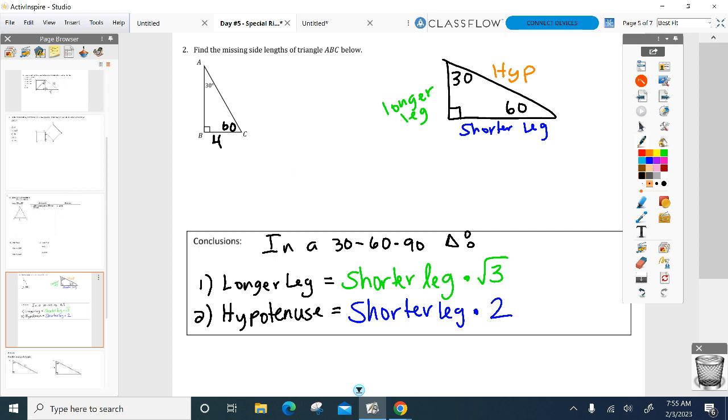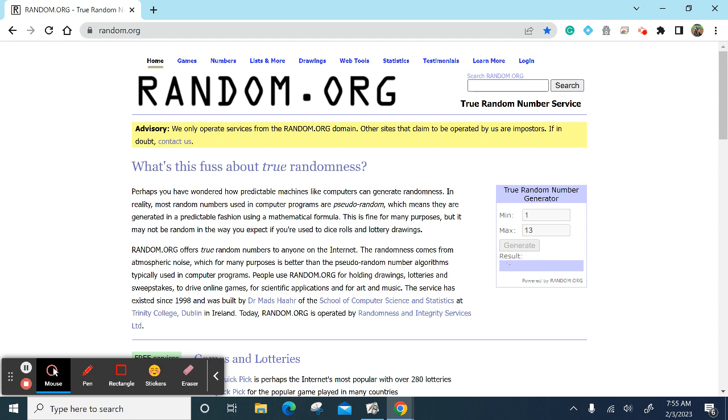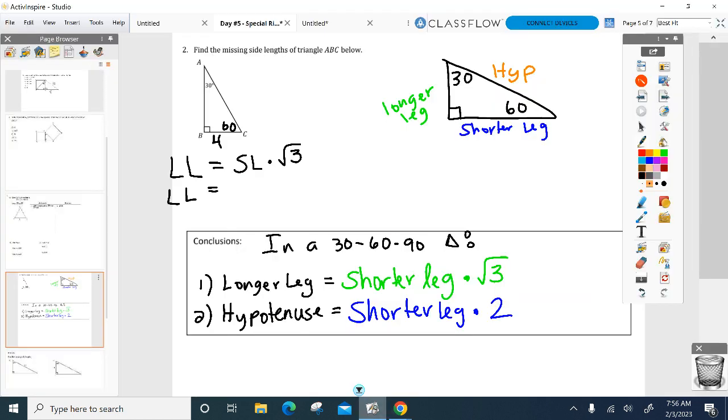So we could find the longer leg or the hypotenuse. It doesn't matter. Let's find the longer leg first. Is everyone all right if I start abbreviating it LL so I don't have to write out longer leg? Longer leg equals shorter leg times radical 3. That's my rule. I'm just copying the rule from below. So the longer leg will be equal to, help me plug it in now, what's my shorter leg? 4 times radical 3, done. 4 radical 3 is your longer leg.